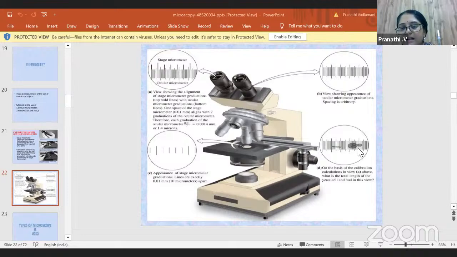See over here, there's a cell or a cell organelle. If you want to check the size of an RBC or the size of a yeast cell with the bud, you can see they have already shown you an example. On this, you can tell the length of the yeast cell and the bud that is present.